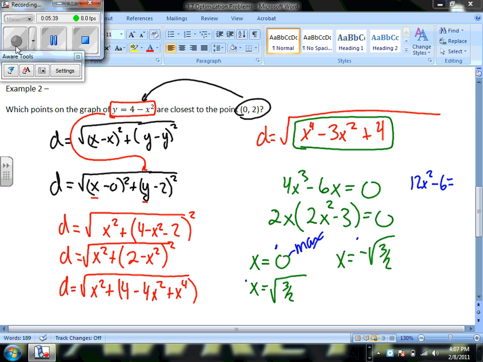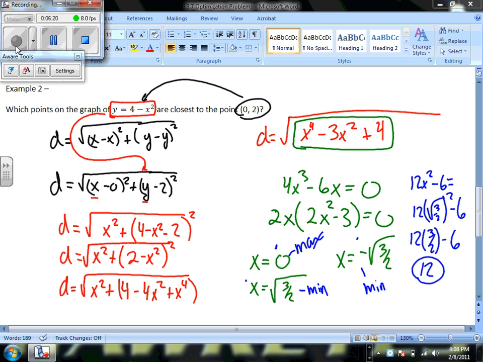So if I have the square root of 3 over 2, 12 times the square root of 3 over 2 squared minus 6. All right, when I square the square root of 3 halves, I'm just going to get 3 halves. So 12 times 3 halves minus 6. I'm going to get 18 minus 6, which is 12, so a positive. We know from the second derivative test, if we get a positive number, this is going to be a minimum. All right? Same thing if I plug in negative square root of 3 halves. I'm also going to have a positive 12, because when I square it, it's going to become positive anyway. So this is also a minimum.